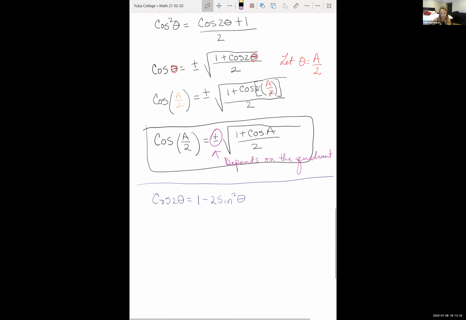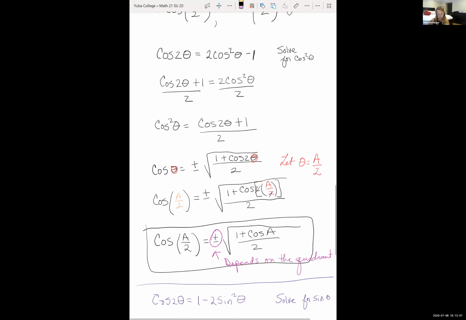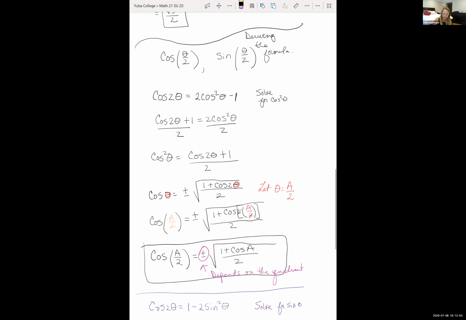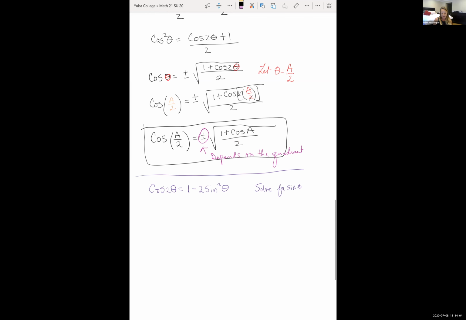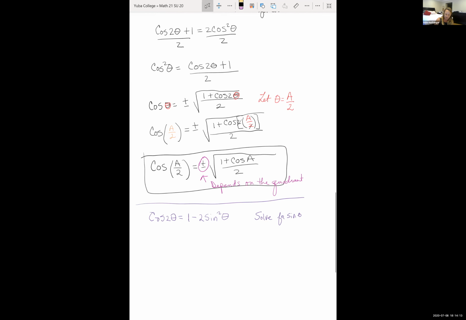Okay, so in this case, let's solve for sine. This is a different problem from the one before, right? We're just deriving both of these formulas. We just derived this formula, and now I'm trying to get this one. Again, we'll use one of the double angle identities for cosine to get it. And this is the half angle formula right here for cosine.